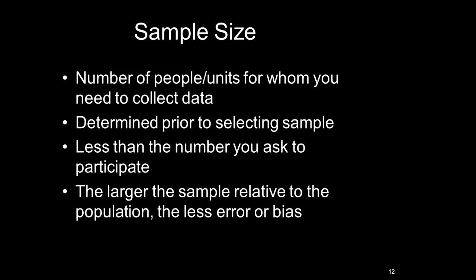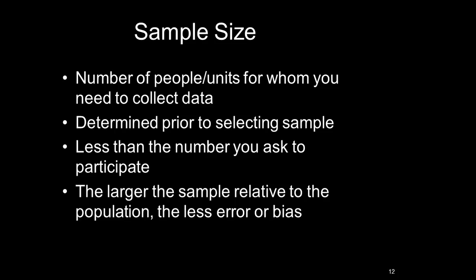You always want to ask more people to participate than you need for your sample size. The reason is that you're going to have response rates that are ultimately lower. So if I need 50 people to take a survey to have enough people, I may want to ask 75 or 100 people. That way I'm sure that I can get that 50 that I need. Ultimately, the larger the sample relative to population, the less error or bias you're going to have.